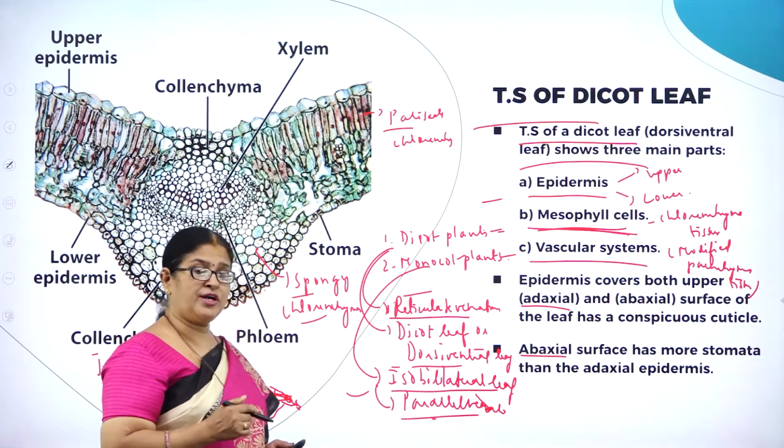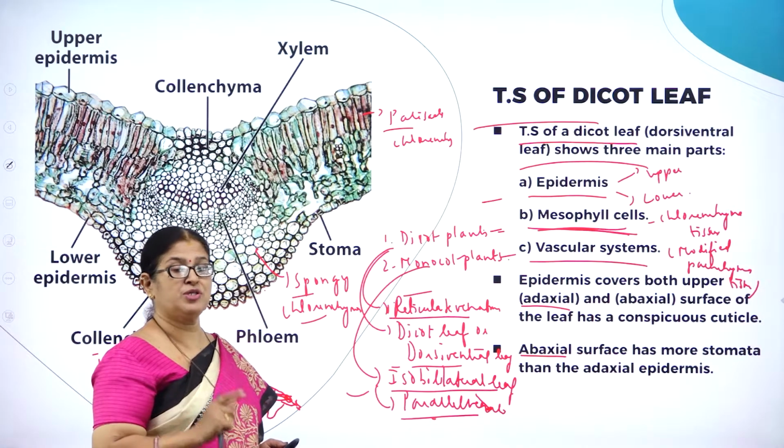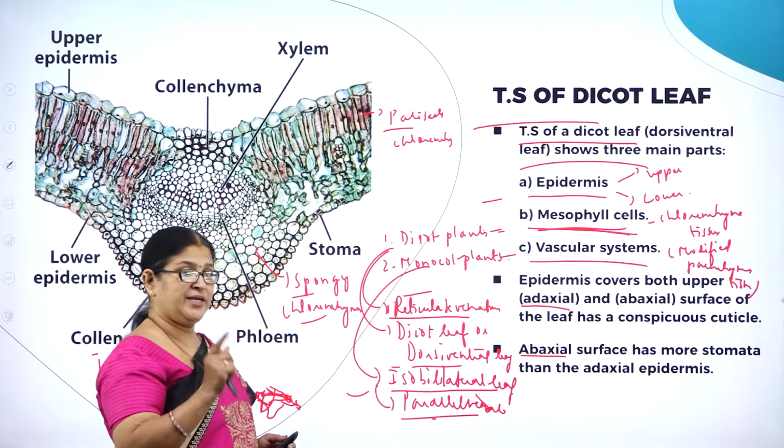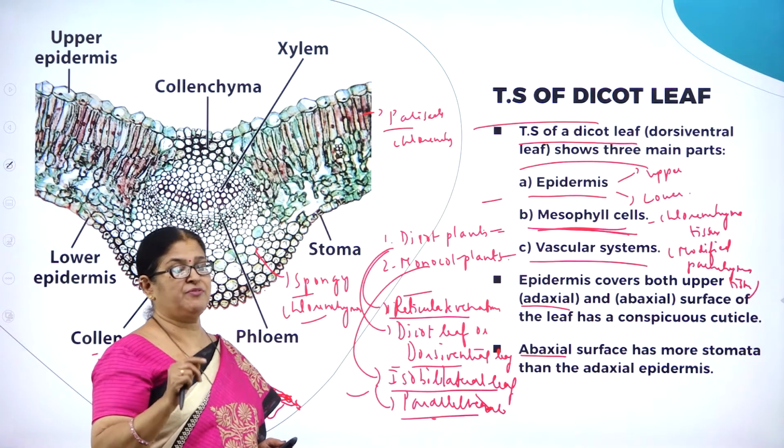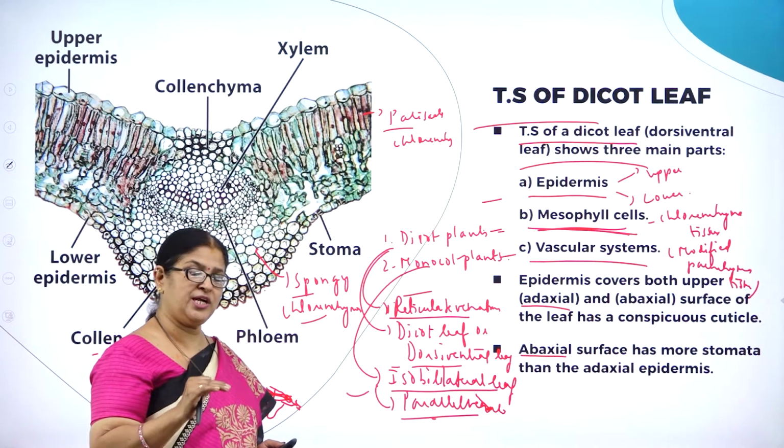But in monocot leaf or isobilateral leaf, there is only one type of chlorenchyma tissue called spongy chlorenchyma tissue. But in dicot leaf, there are two types of chlorenchyma. One is called palisade chlorenchyma and the other one is called spongy chlorenchyma.